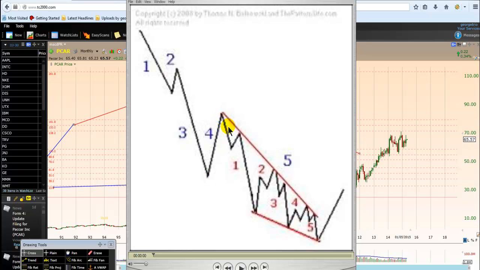Now, as the ending diagonal is being formed at the end of this downtrend, there is accumulation taking place. The opposite of distribution is accumulation.